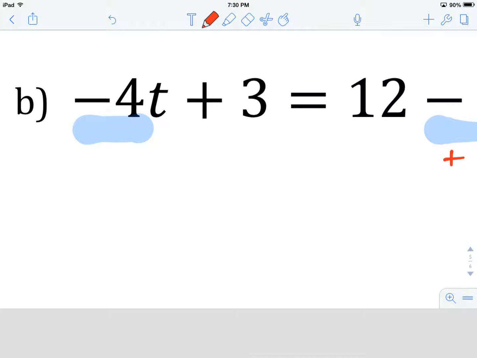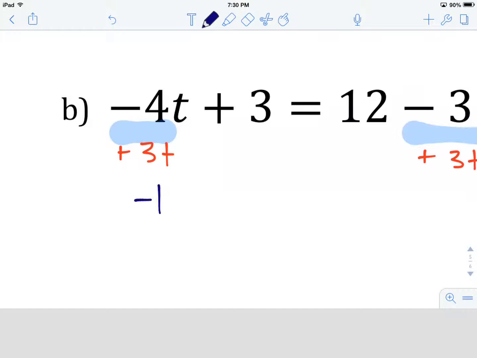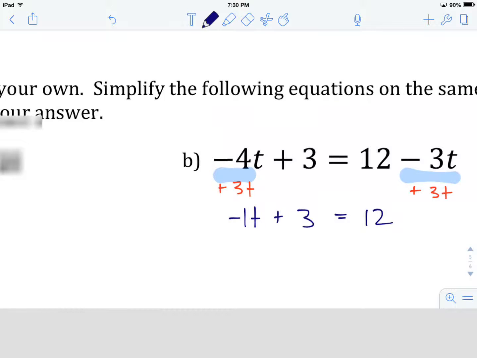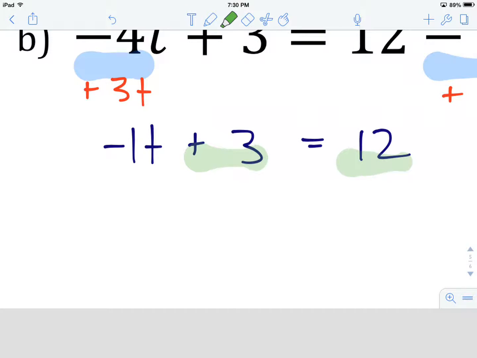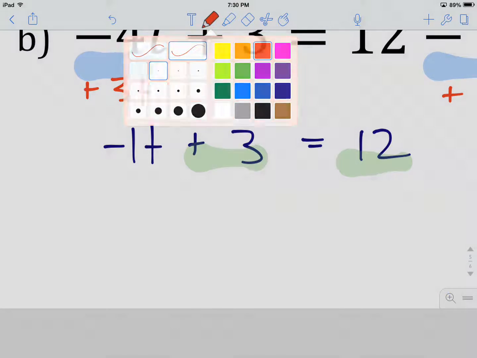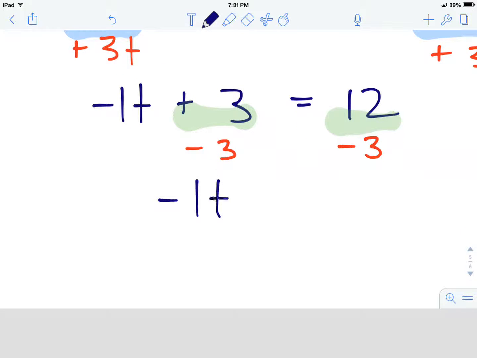And I'm writing that as, again, right under the term that it's alike. So we have a minus 4t plus 3t. That's going to give us minus 1t plus 3 equals 12. Again, that minus 3t and that plus 3t, they have undone each other. Now we have two more terms that are alike. We have the plus 3 and the plus 12. How do we undo plus 3? We subtract 3 from each side. On the left side of our equation, we have minus 1t equals 9 on the right side.